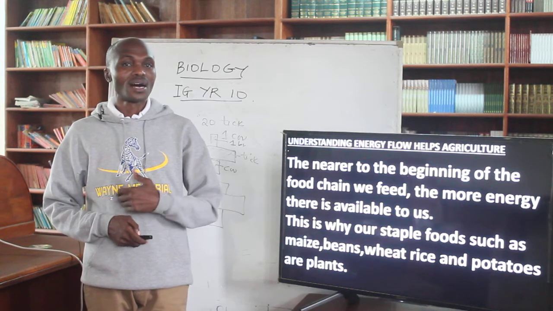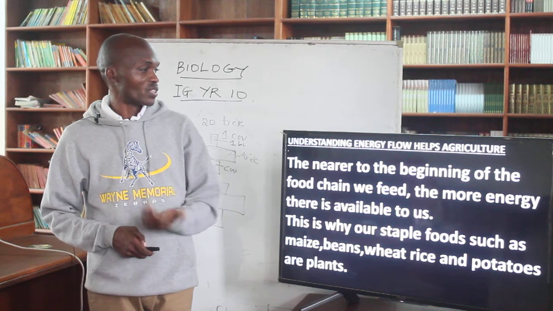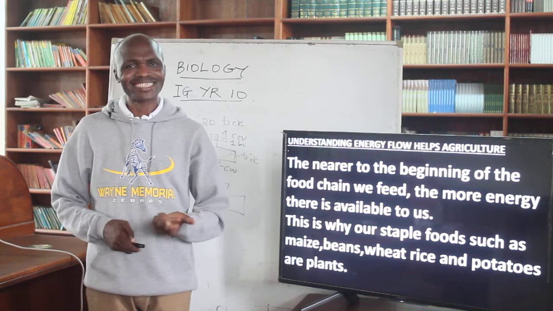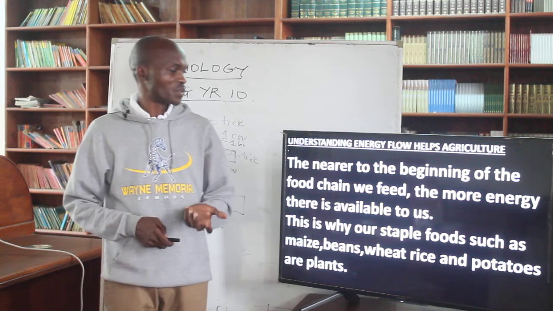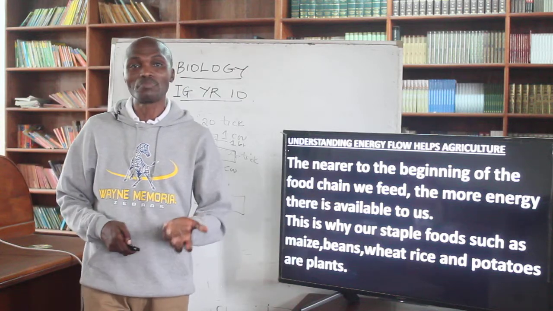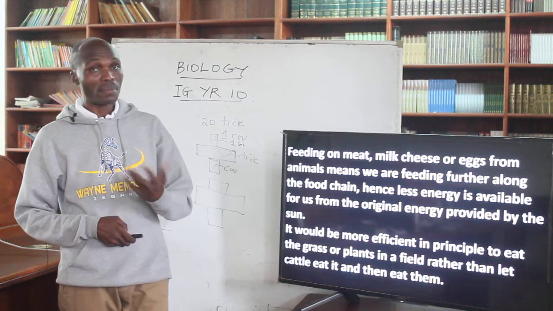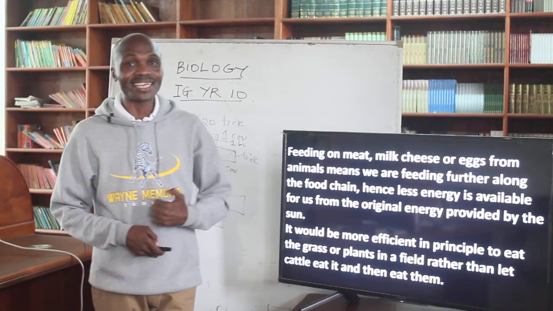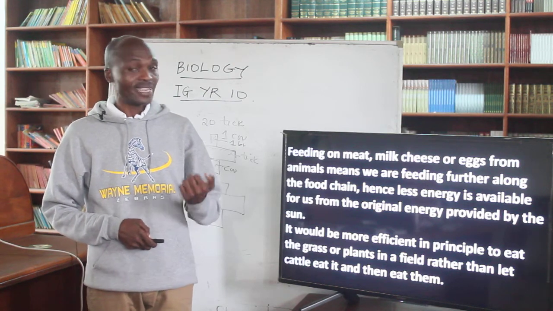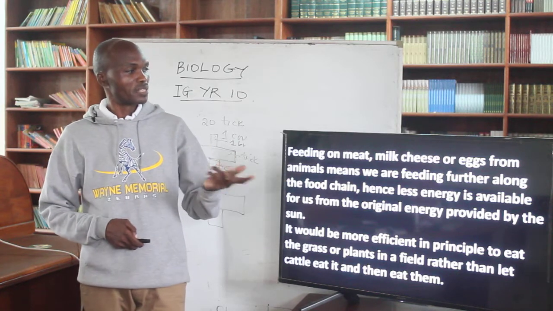Understanding the energy flow in agriculture is very important simply because we are able to decide on the kind of foods that we need to consume. That's why most of our staple foods are maize, beans, and the like, because the plant material is the basis of primary production. Plant material contains a higher amount of energy compared to the foods that we derive when we feed on animals, that's meat, cheese, and the like.